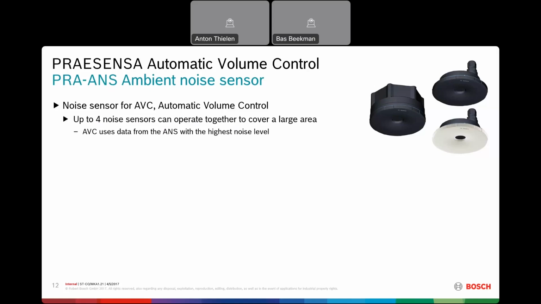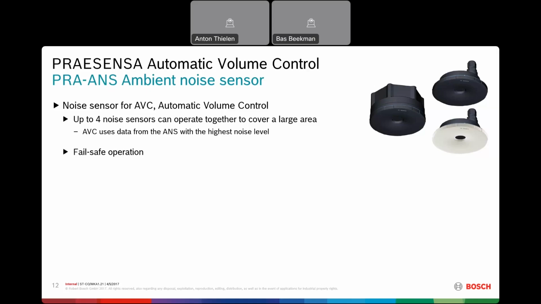The AVC in PRAESENSA can handle up to 4 noise sensors in an area, in one zone. So you define zones in PRAESENSA, and zones consist of multiple amplifier output channels of different amplifiers, which cover a large area, for example. And you could have up to 4 noise sensors which operate together to cover a large area. The AVC uses the data from the ANS with the highest noise level.